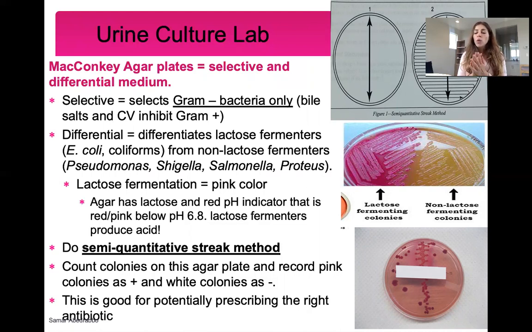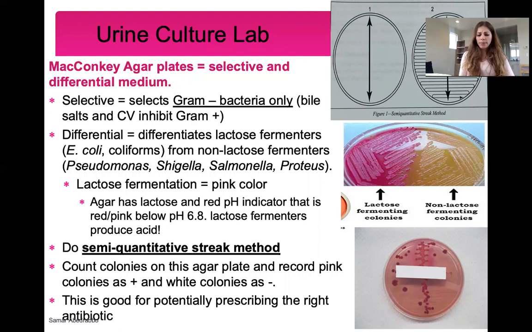It's selective because only gram-negative bacteria can grow, because the plate has bile salts and crystal violet, which don't let gram-positive grow. So it selects only for gram-negative bacteria. So gram-positive bacteria will not grow on Kaneki agar. And it's differential because this plate differentiates lactose fermenters from non-lactose fermenters.